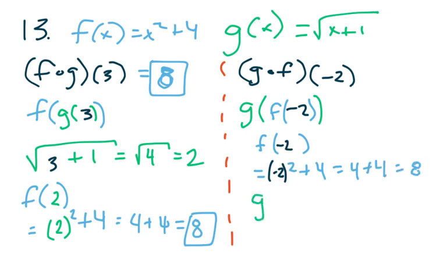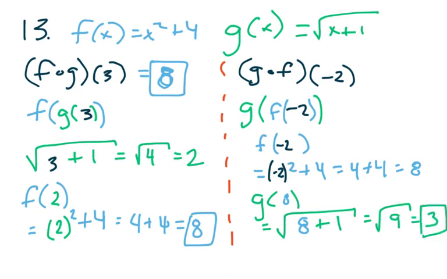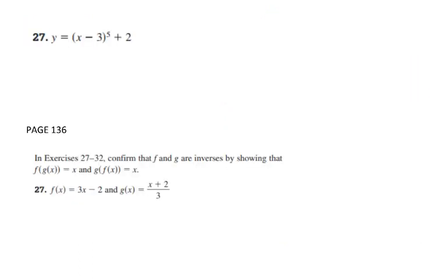And then we're going to find g of 8, because we evaluated the inside. And so now we're going to have the square root of x plus 1, but instead of an x, we're going to put in an 8. And so we end up with the square root of 9, or 3. And so 3 is our answer to this one here. Alright.